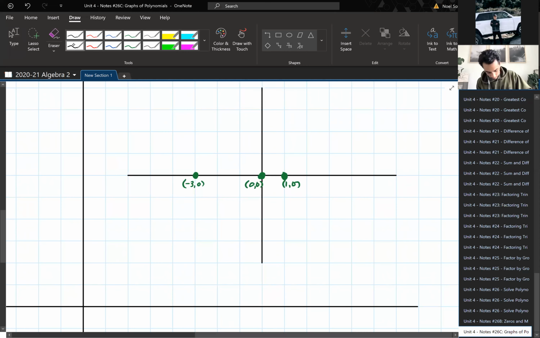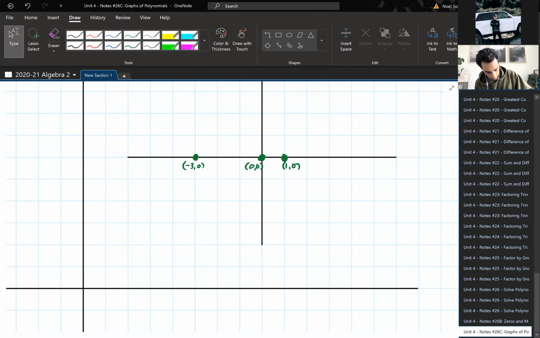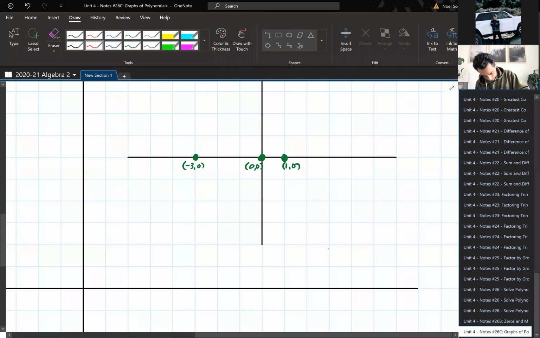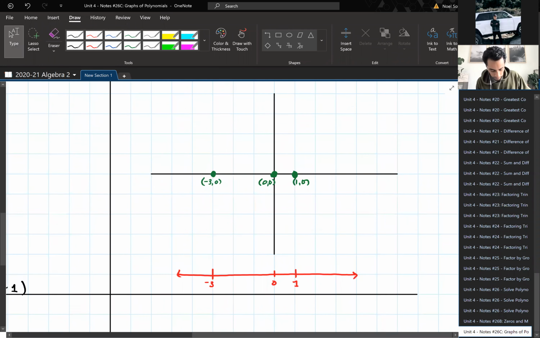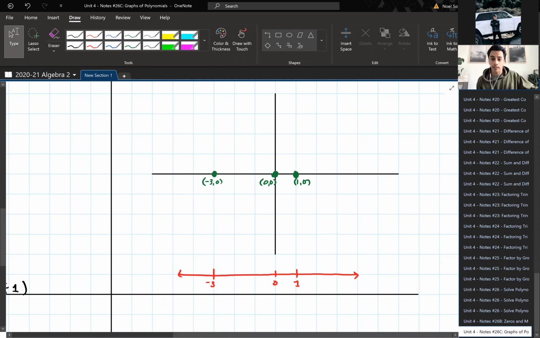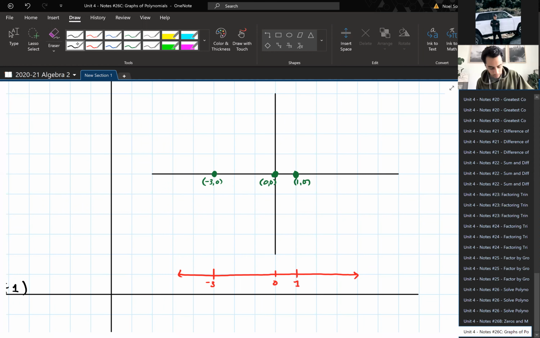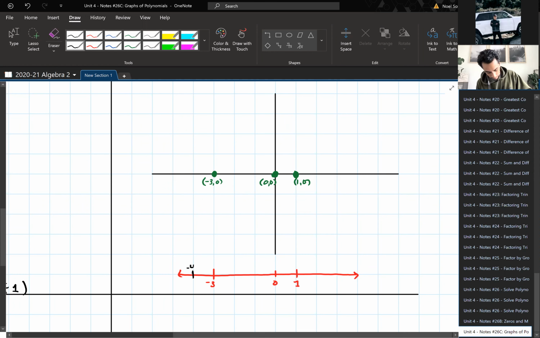Okay, so real quick, sign analysis down at the bottom. Let's test out the interval to the left of -3. So we just need to pick a number. Let's say it's -4.